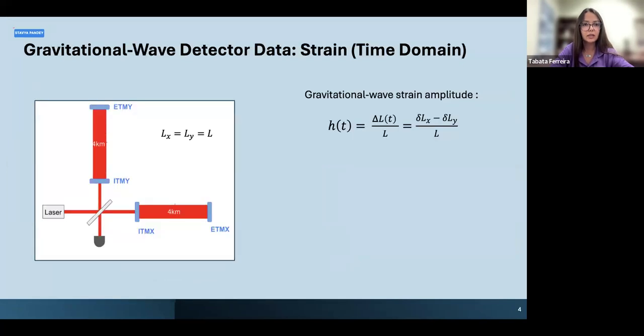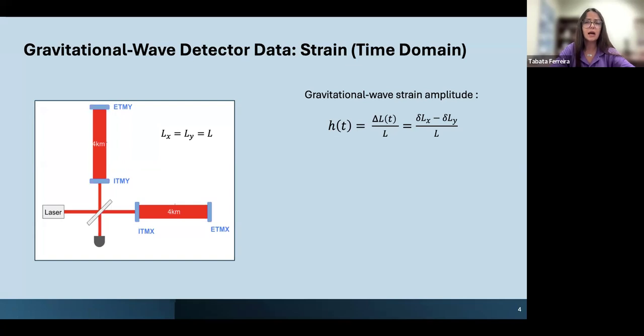However, before that I would like to go to gravitational wave detector data. As you saw in the first talk from Jane, the detector has this configuration. Of course, they are much more complex, but the basic idea is that. And we have a calibration pipeline that can measure the gravitational strain amplitude given by h of t, which is equal to the difference between variations in the arms over the length of the arms.